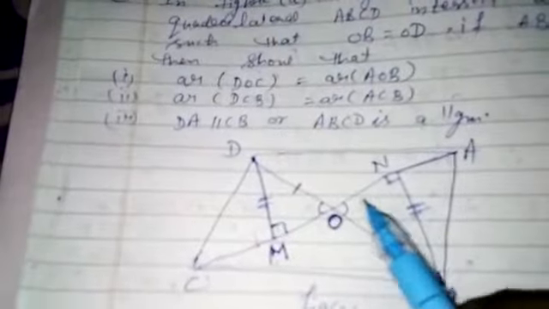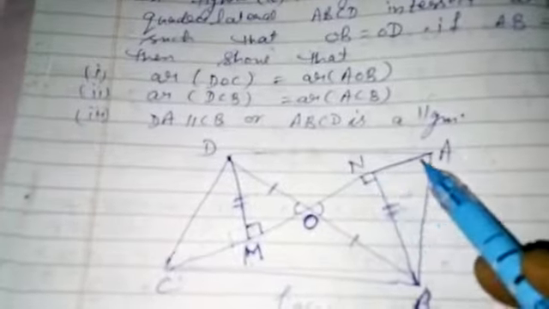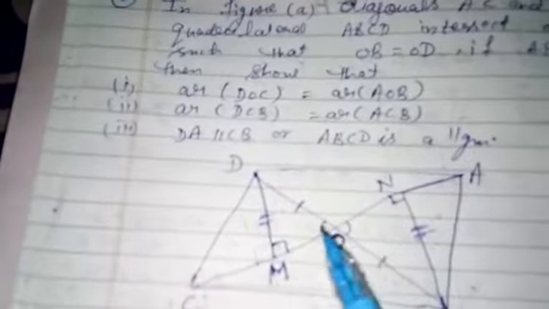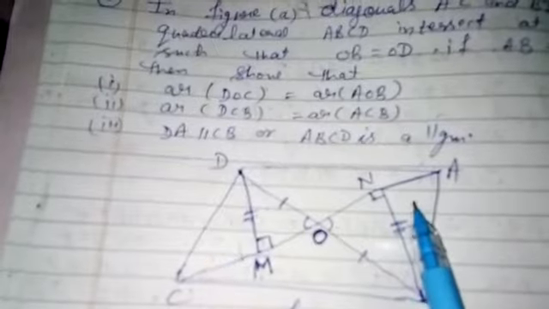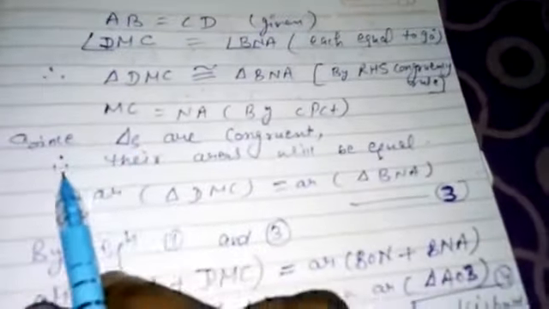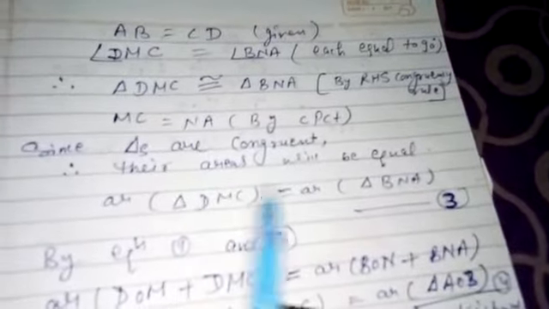Here we have proved these two lines equal by CPCT in these two triangles. We write MC is equal to NA by CPCT, corresponding parts of congruent triangles. Now we proved these two triangles congruent, so their areas will be equal, because if two triangles are congruent then their areas also will be equal. That's why I have written here, since triangles are congruent their areas will be equal.